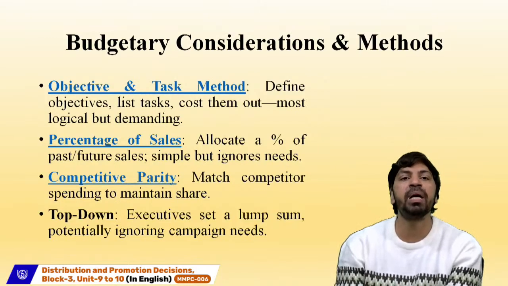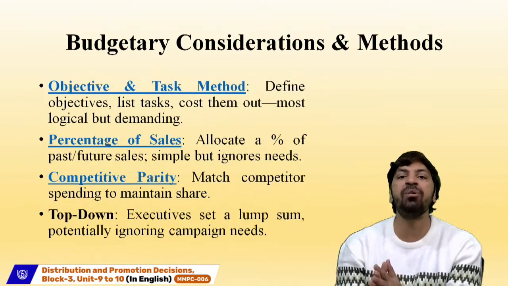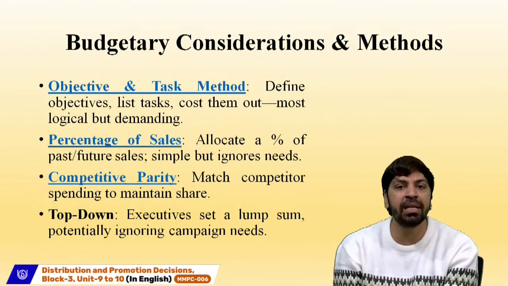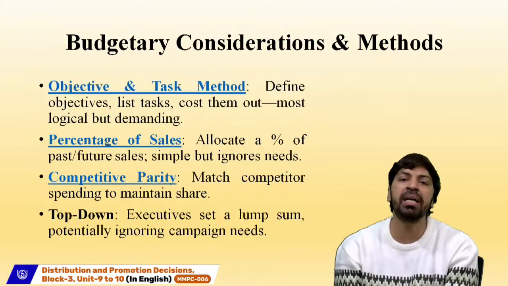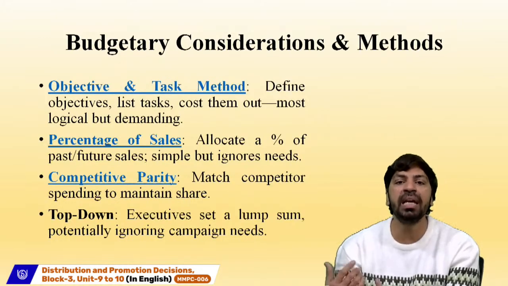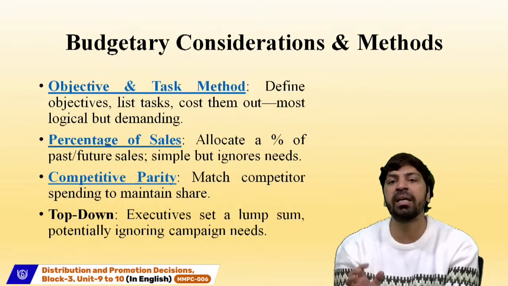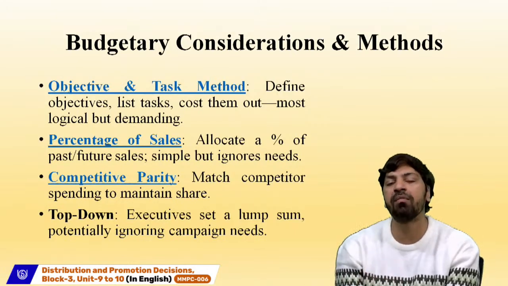The next one is the percentage of sales. It allocates a percentage of the past and the future sales. It is quite simple, but it ignores the needs of determining the exact objective of the company.